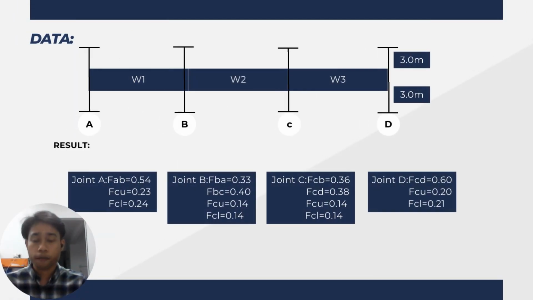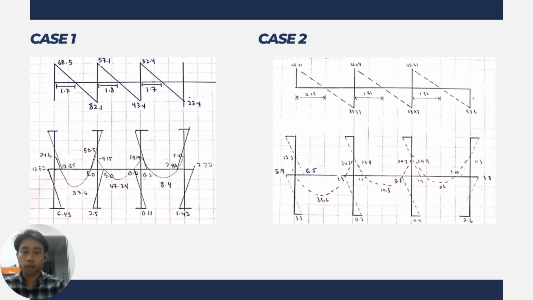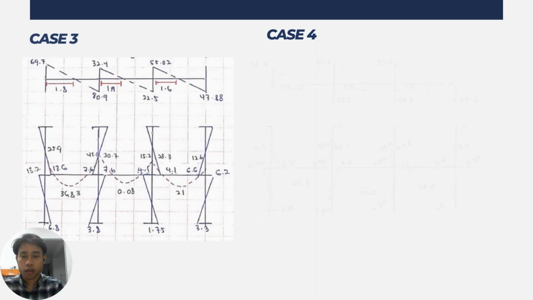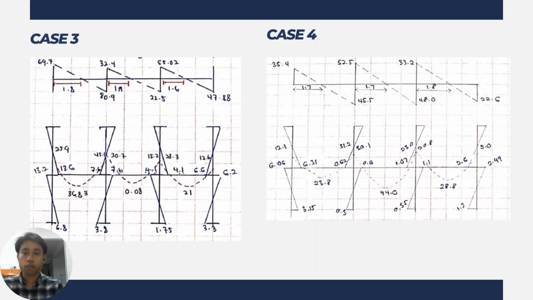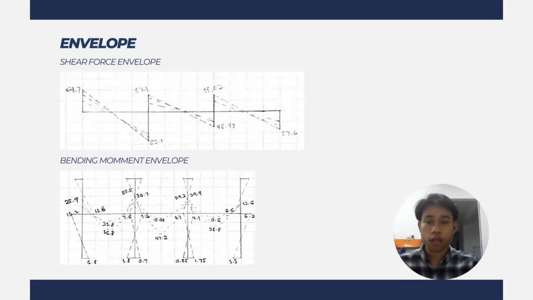And this is the data. All the answers below are the result for the distribution factor for each joint. This is the shear force and bending moment diagram for case 1 and case 2. Next, shear force and bending moment diagram for case 3 and case 4. These are the shear force and bending moment envelope for all cases.